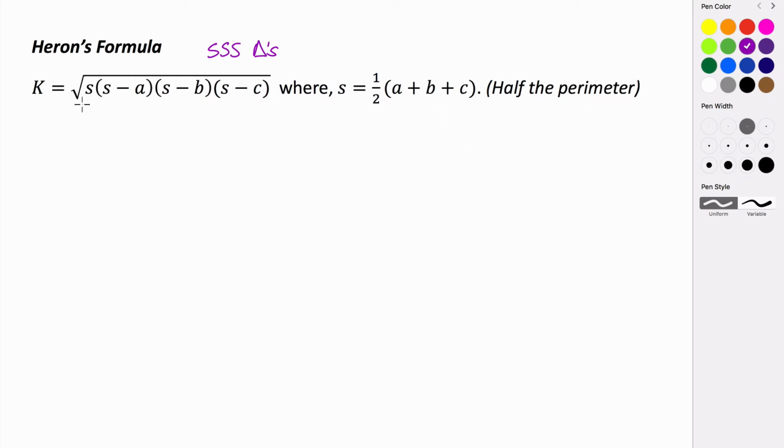So again, the formula is the semi-perimeter times the semi-perimeter minus the first side's length times the semi-perimeter minus the second side length times the semi-perimeter minus the third side length. All of that being multiplied inside the square root. So let's take a look at applying Heron's formula for a problem.